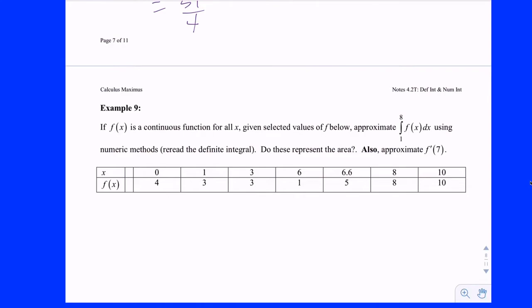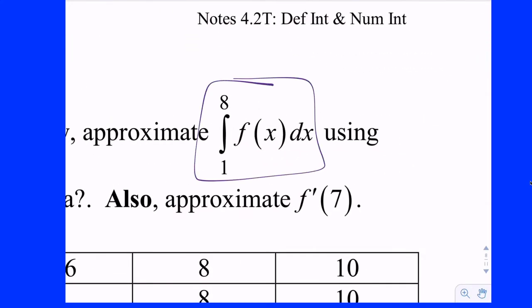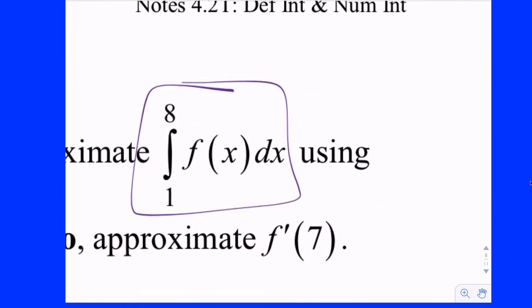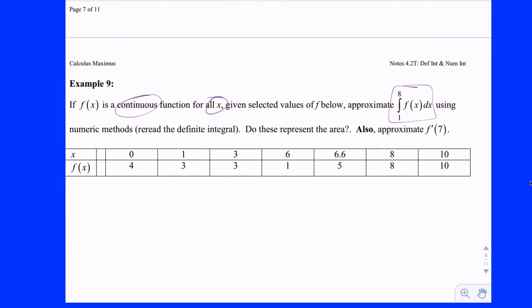Okay. Example 9. F is continuous. That means it's integrable for all x. Given selected values, approximate the integral from 1 to 8 using numeric methods. Reread the definite integral. The integral from 1 to 8. Okay. The data spans from what? 0 to 10.